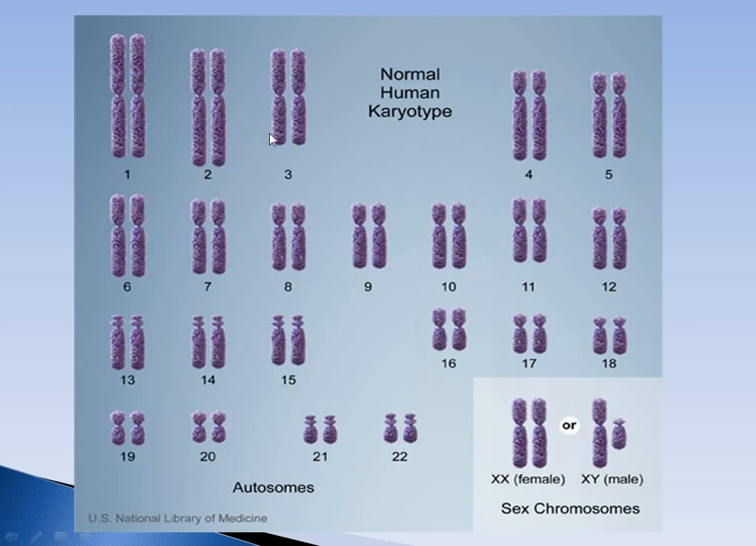Karyotype means all the chromosomes, their size, structure, shape. You can see that each and every chromosome is different from each other. There are 23 pairs of chromosomes, but each and every chromosome is different from each other. So chromosomes are identified on the basis of their size and shape.